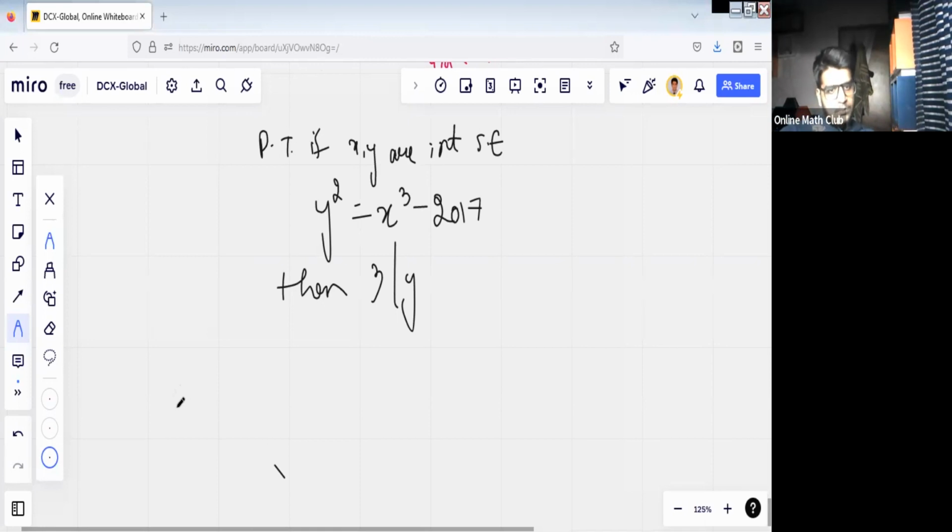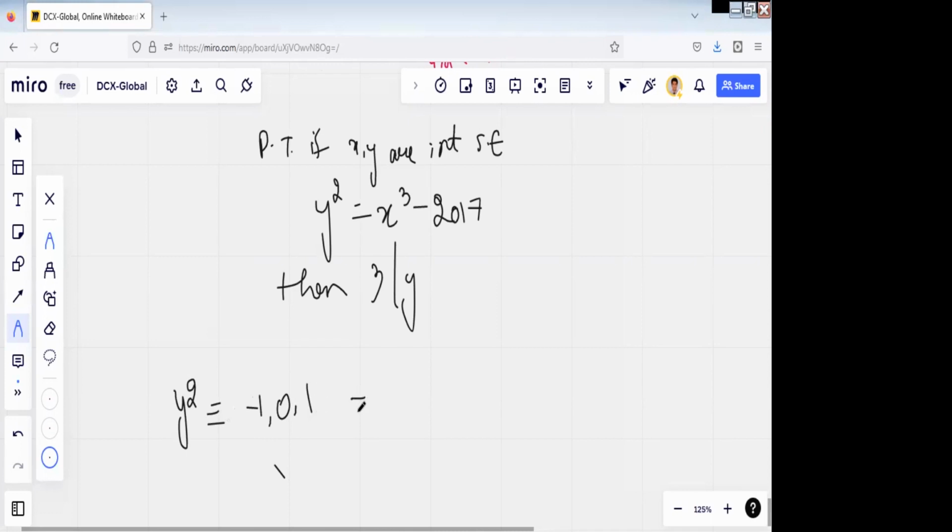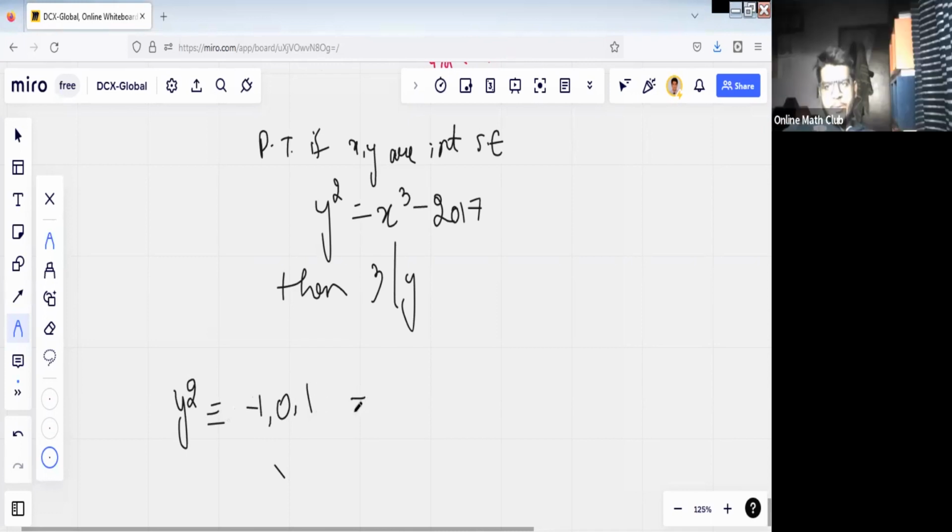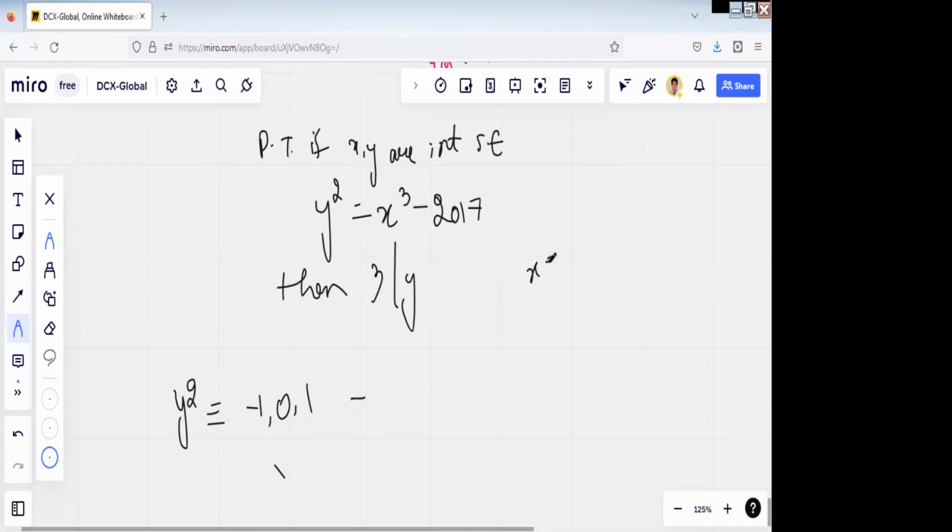Okay, if we take modulo 9, then what is x cube mod 9? X can be 0 mod 9 also, right? It's 0 and 1. It can be -1 also. Oh, okay.